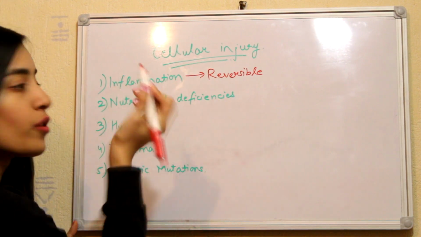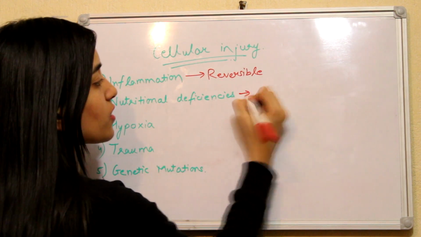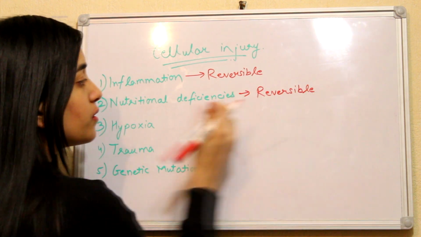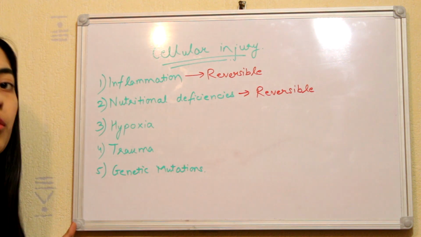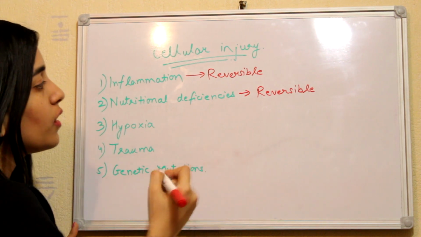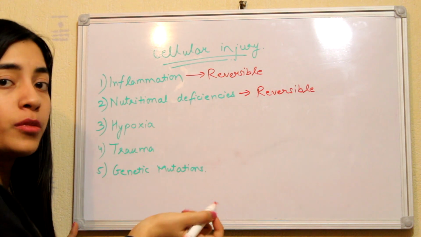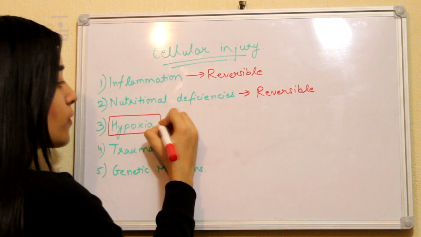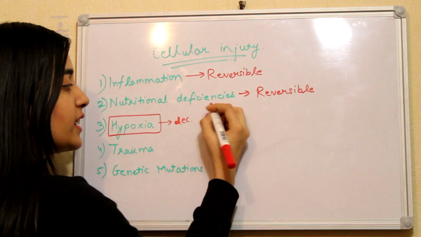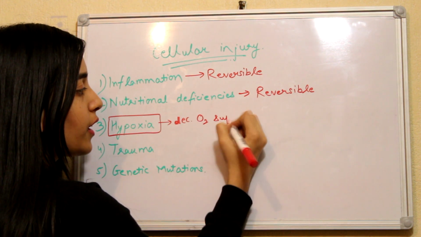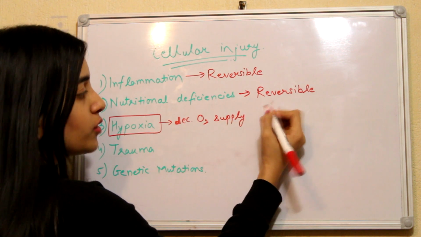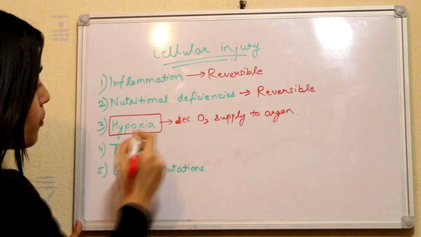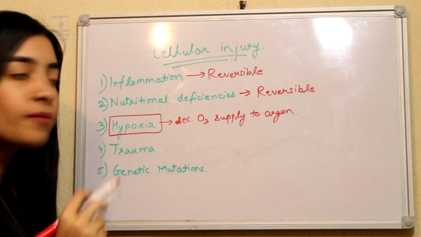Now discussing all of this: inflammation is reversible, as if we remove the source of inflammation, we can reverse the process of inflammation. Nutritional deficiencies are also reversible, as if we take the material that our body is deficient in, we can move back to being normal. Now, what is hypoxia? Hypoxia is decreased oxygen supply to any organ.